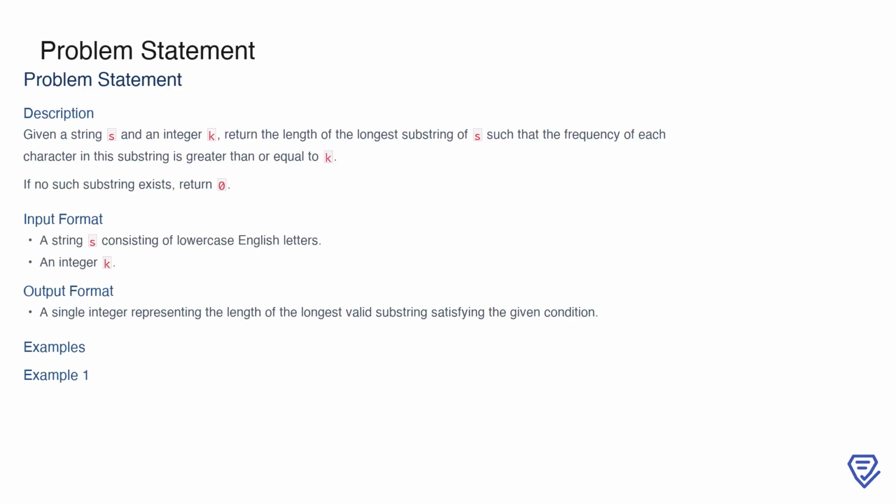In this problem, we are tasked with finding the length of the longest substring of a given string S where every character in that substring appears at least k times. If no such substring exists, we simply return 0.